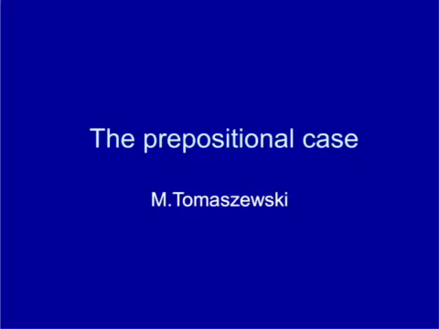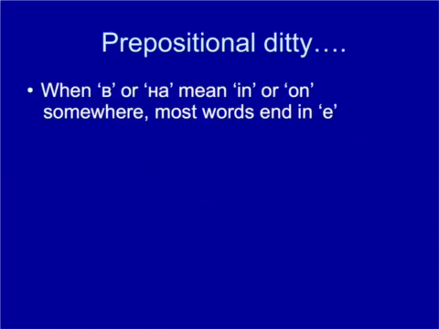So we're now going to look at the final case in Russian, and that is the prepositional case. It's easy to remember the prepositional case because it always needs a preposition. This is the very, very first ditty that we learnt. When v or na mean in or on somewhere, most words end in -e. So what you need to remember is that the main ending for the prepositional in the singular is -e.